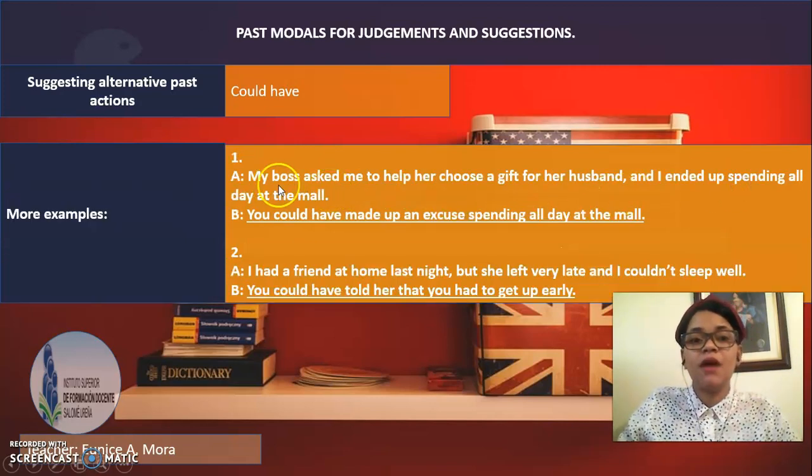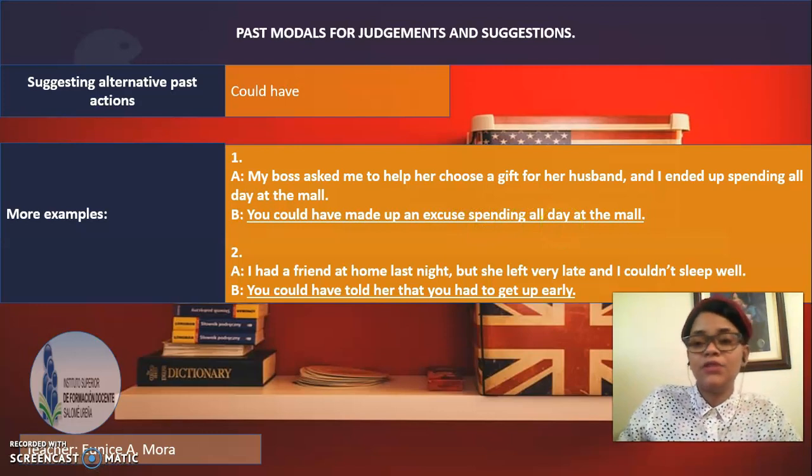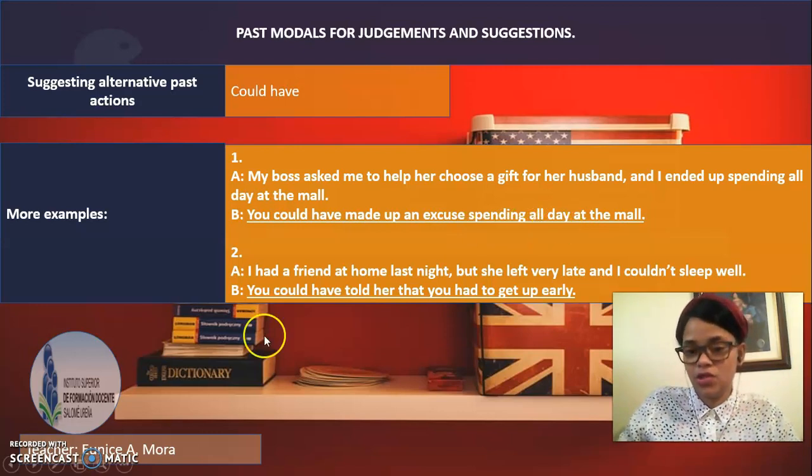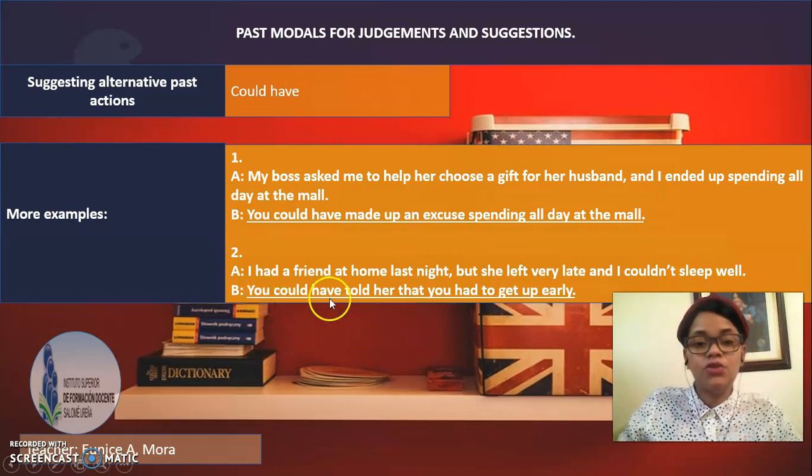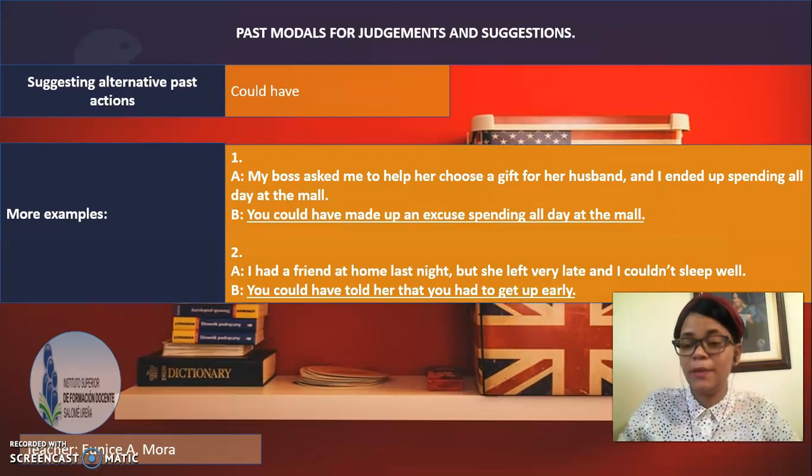Another example could be my boss asked me to help her choose a gift for her husband, and I ended up spending all day at the mall. Another person is replying, you could have made up an excuse for spending all day at the mall, right? But the person didn't make up an excuse. We also have, I had a friend at home last night, but she left very late and I couldn't sleep well. We have the person replying that says, you could have told her that you had to get up early, right? It's like you had the possibility to do those things, but you didn't do them.